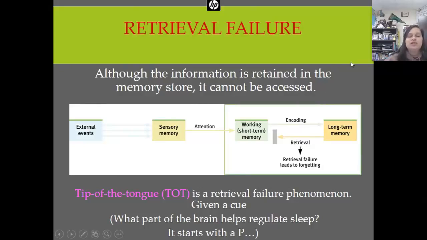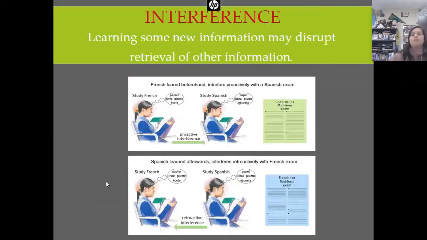Retrieval failures are another reason that we forget, that the information is in our memory store. It's in long-term memory. We just can't get it out. We have a retrieval failure. This could be called the tip of the tongue phenomenon. It's actually a thing. When you have the information, you just can't quite get it. Like, I know it starts with the letter P. What part of the brain helps regulate sleep? It starts with a P, and there was a puppy, and it was sleeping under a bridge. What was that? It was the pons. So tip of the tongue phenomenon, a lot of times priming or some other kind of retrieval cue will help you get it out of the memory store.